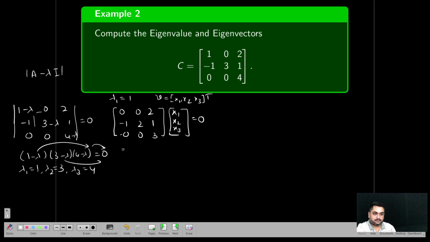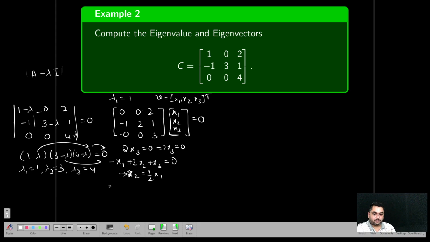Now we will get equations. See, these two are 0. So 0x1 plus 0x2 plus 2x3 equal to 0. That implies x3 equal to 0. Next, for this, minus x1 plus 2x2 plus x3 is equal to 0. So x3 is already 0, we know. So 2x2 is equal to x1, so x2 is 1 by 2 x1. Okay, this is one equation. Next, the last one, again x3 is equal to 0.